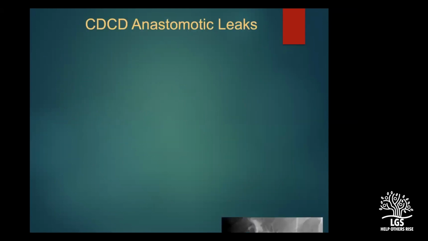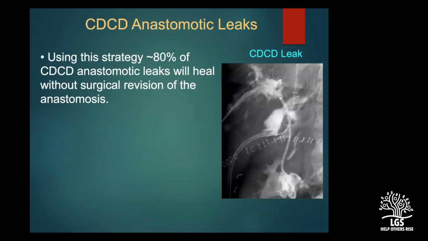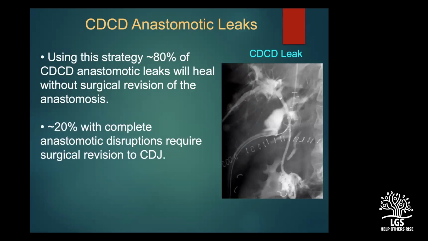And if it is an anastomotic, sorry, I don't know why the slides are repeating. 80% of the anastomotic leaks will heal without any surgical revision of the anastomosis. So we all know about that. So there is no need to go for revision of the anastomosis because majority of these leaks will heal, provided we drain it and we divert the bile flow. And 20% with complete anastomotic disruptions, of course, require surgical revision to CDG, but majority of them can be sorted with interventional radiology procedures.